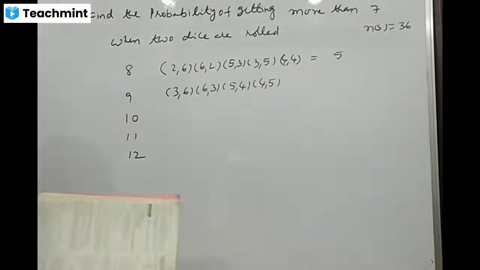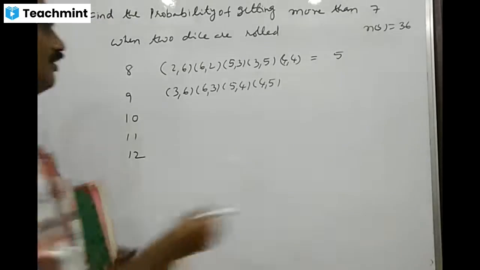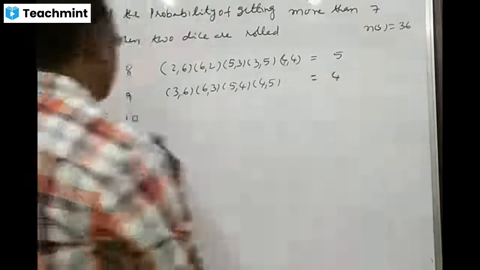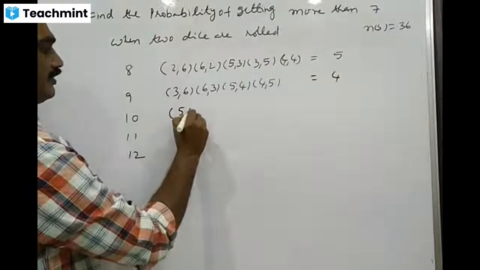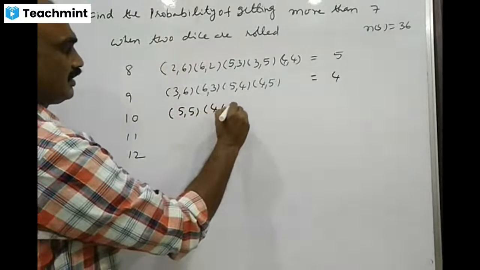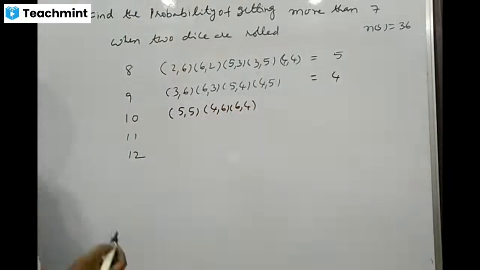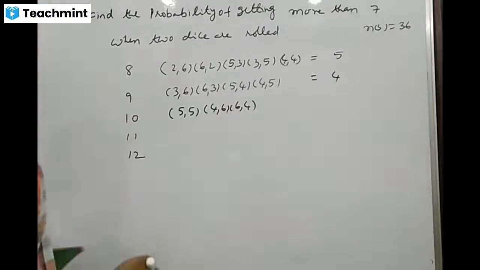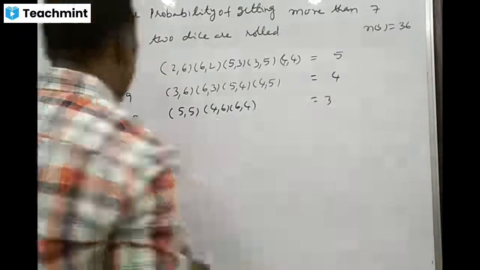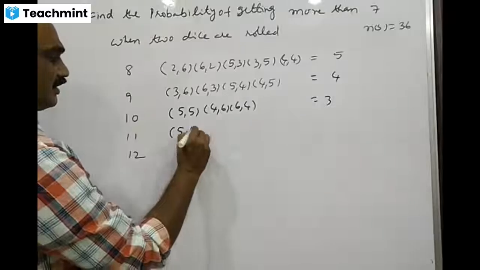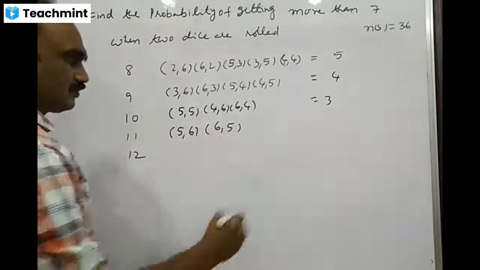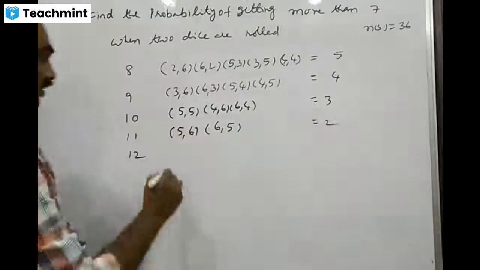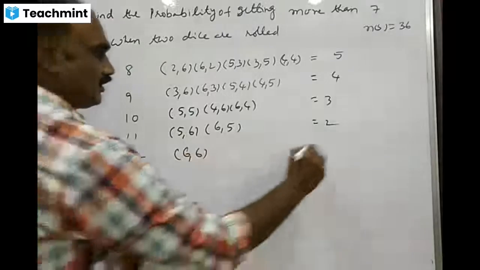Here only 4 favorable outcomes for sum 9. Sum 10: 5 and 5, 4 and 6, 6 and 4, total 3. Sum 11: 5 and 6, 6 and 5, total 2. Sum 12: 6 and 6, total 1.